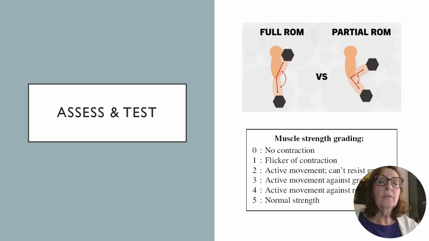When you are testing for muscle strength, now you're going to be looking at this little chart here. So when we say that a patient's muscle strength is 5 out of 5, we're saying that this is normal strength for that particular patient.